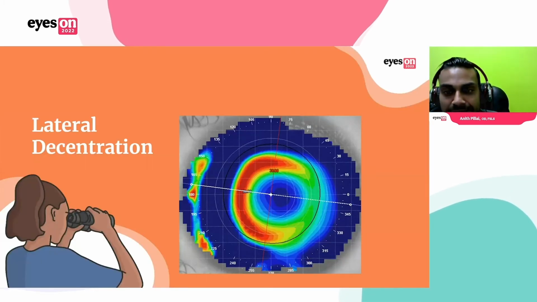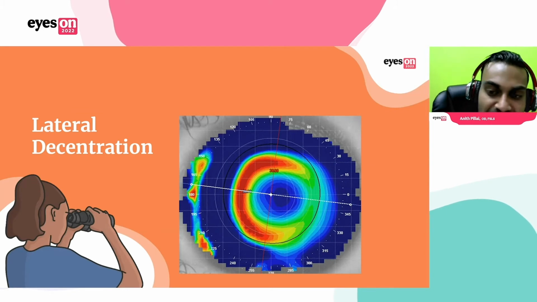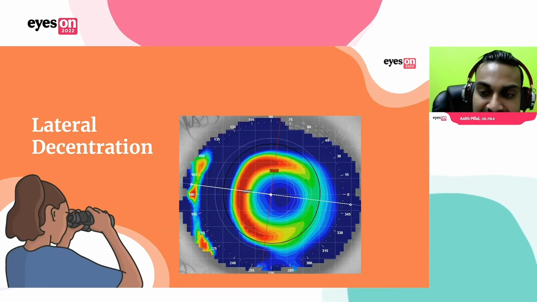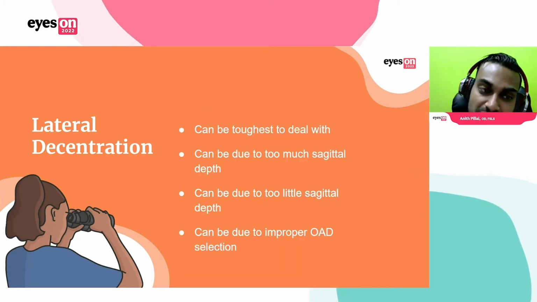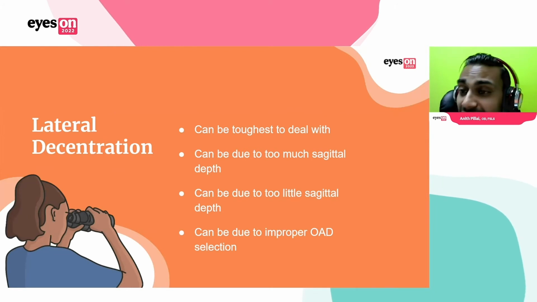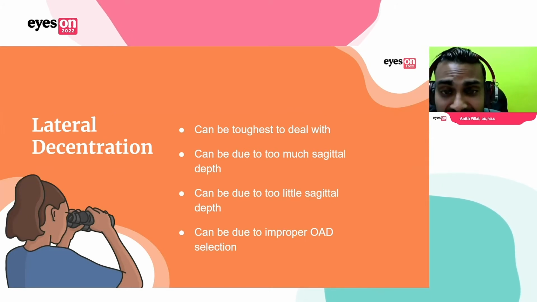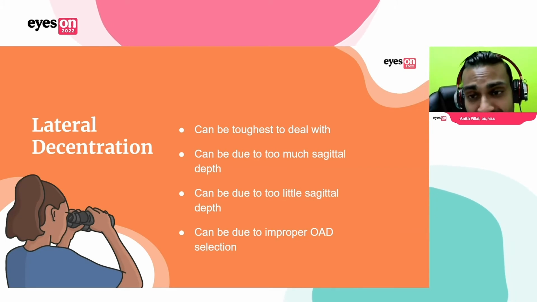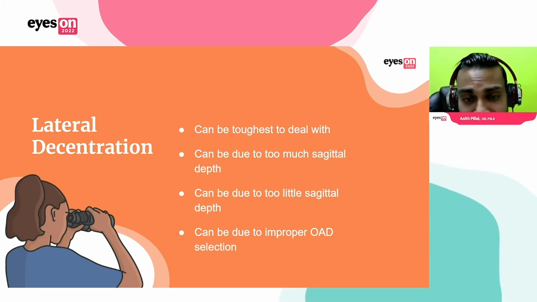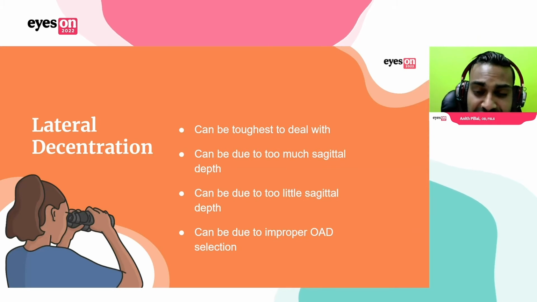Lateral decentration, you can see, you don't see that fully formed red ring. This design is decentering temporally on this side. Lateral decentration is by far the hardest to deal with, and the reason is anything can cause it. You might have too much sagittal depth, you might have too little sagittal depth, or the diameter might be inaccurate. So it's really tough to decide how to fix this particular issue.